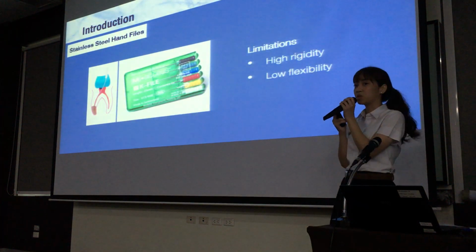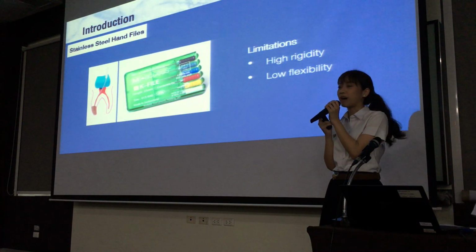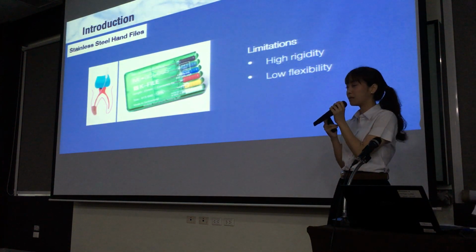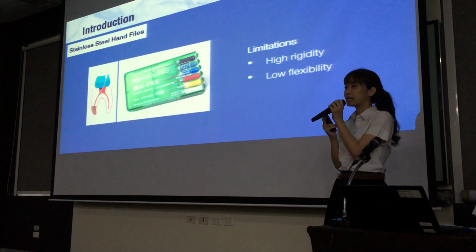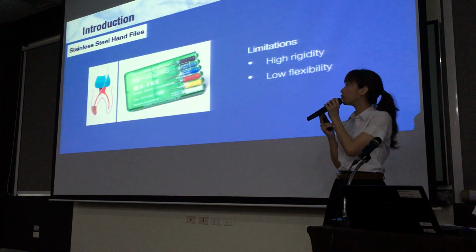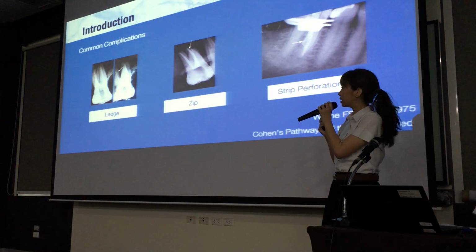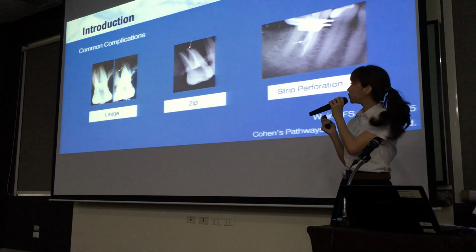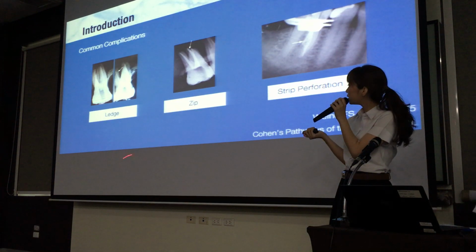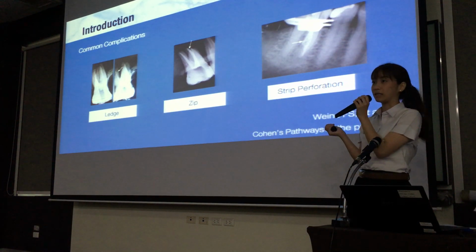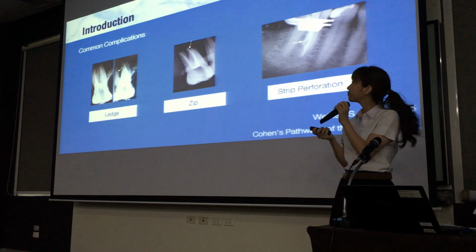For mechanical instrumentation, stainless steel hand files have been widely used in this system. But there are limitations, including high rigidity and low flexibility, which cause us complications. As you can see, it will present as ledge, zip, or stiff preparation, as shown in these pictures.